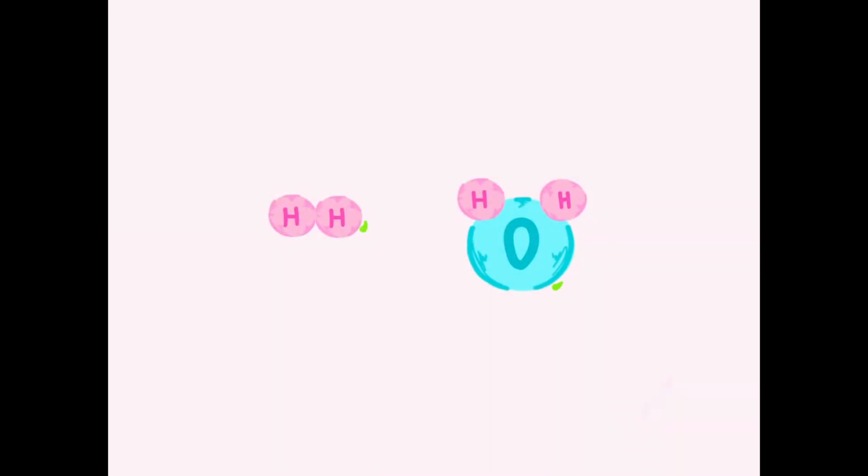When looking at the animation, the molecule on the left with two hydrogens is equally sharing electrons. This is known as nonpolar covalent bonds, but the water molecule on the right is unequally sharing electrons because of the oxygen wanting them more.